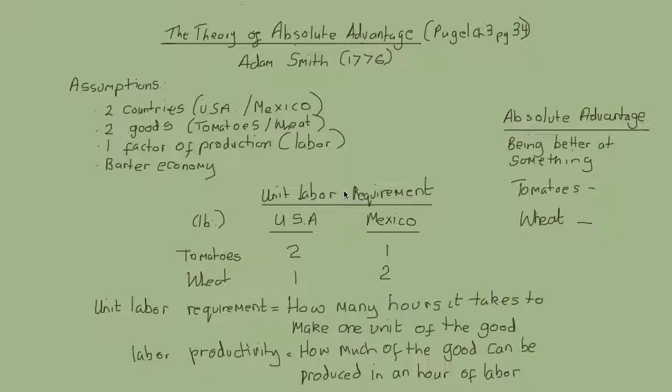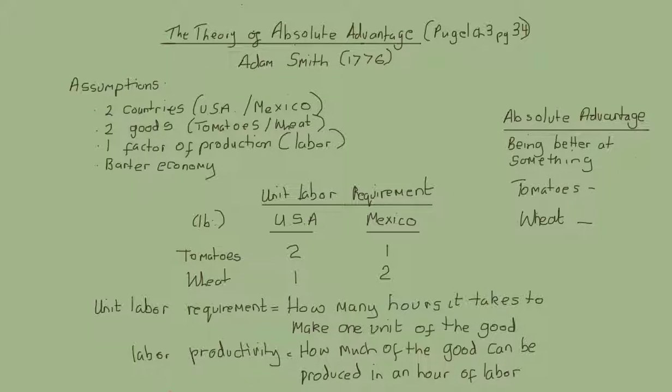Alright, so this is a video about absolute advantage, which is a theory that is attributed to Adam Smith, writing in The Wealth of Nations in 1776. If you want to look this up in your book, it's Pugel, chapter 3, page 34 in the 16th edition, and if you have an earlier edition, you can find it in that general area.